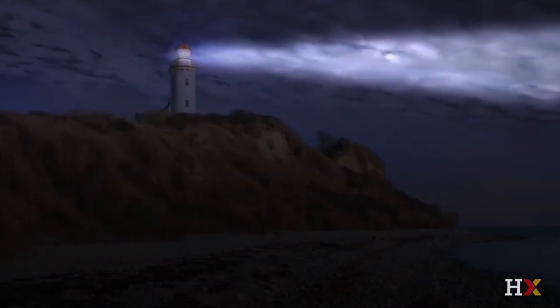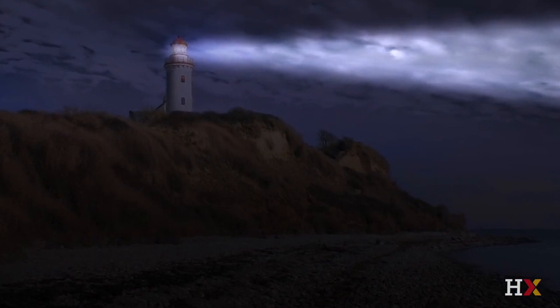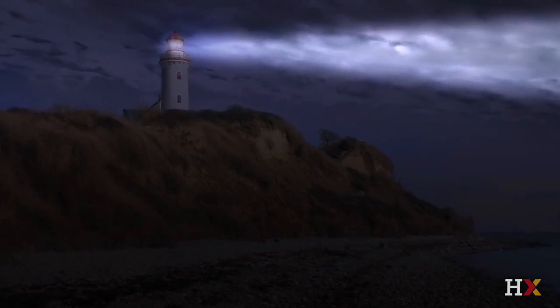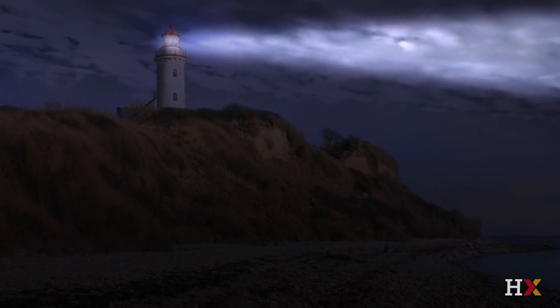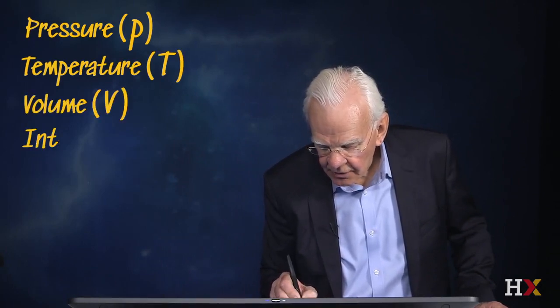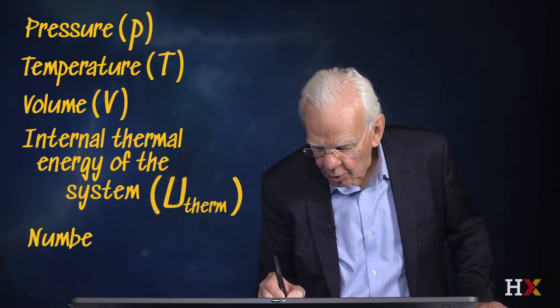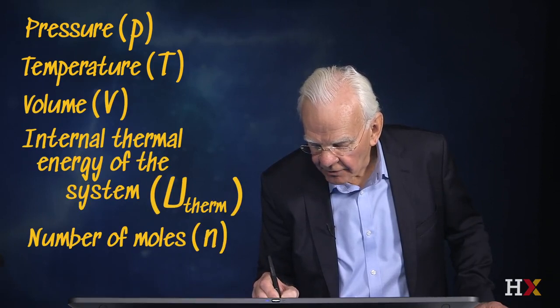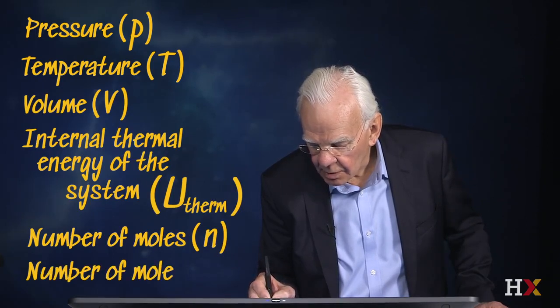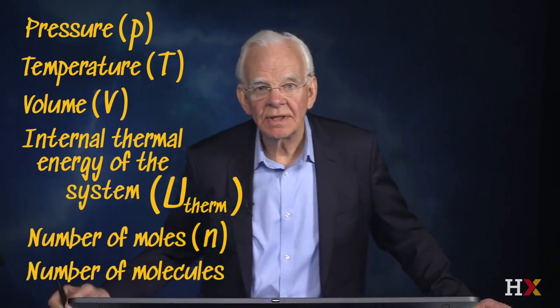So let's graphically represent how important these state variables are. They are very much like a lighthouse in the storm. They're the fixed points that you can depend on no matter what the other conditions are. And so those state variables are pressure, temperature, volume, the internal thermal energy of the system, the number of moles, the number of molecules that make up the system that we're studying.